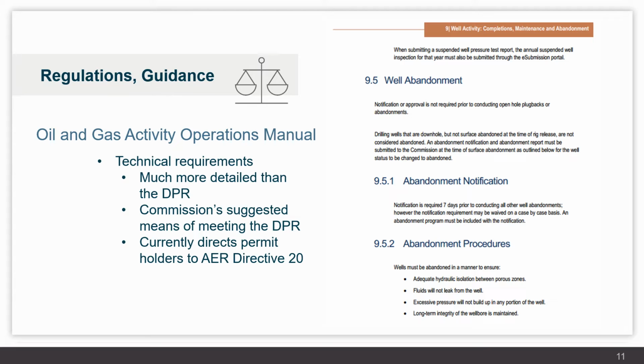Where the Drilling and Production Regulation may have results-based requirements, the Operations Manual goes into much more detail about how permit holders are expected to meet those regulatory requirements. It can be thought of as the Commission's suggested means of meeting the Drilling and Production Regulation. With respect to well decommissioning practices, the Operations Manual currently directs permit holders to follow the Alberta Energy Regulator's Directive 20.